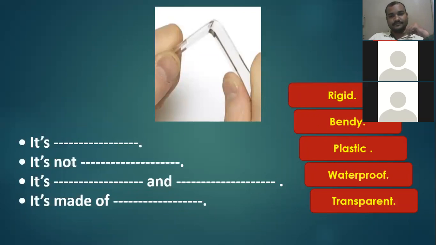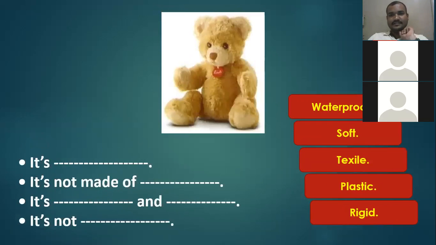So it's made of plastic. It's bendy. Yes, right. Okay, it's bendy. Next. It's not rigid. It's transparent and waterproof. Made of plastic. It's made of plastic. Right? Yes, sir.